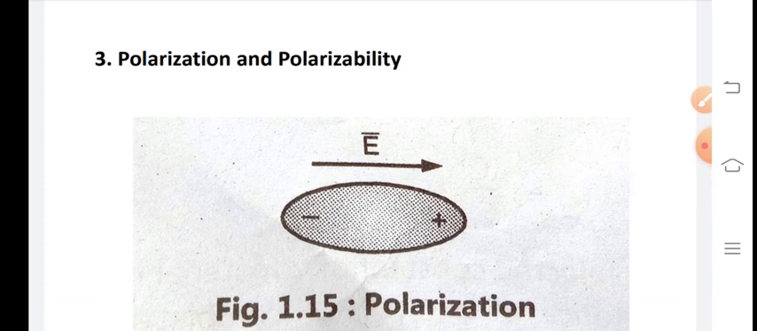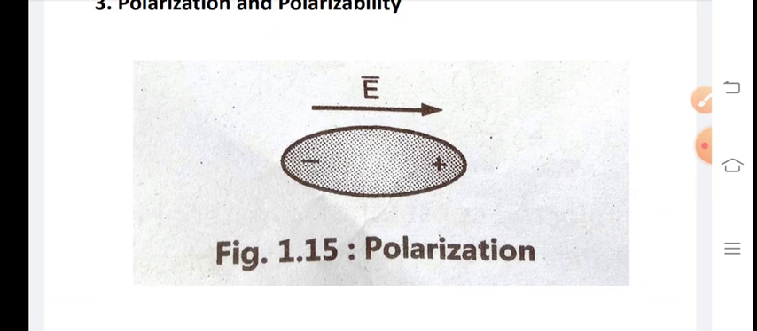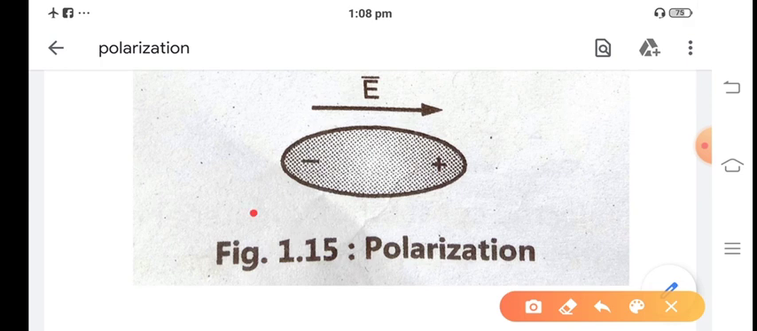Our third parameter is polarization. This is very important. Suppose E is the electric field. When an electric field is applied to the dielectric material, which consists of positive and negative charges, the positive charges move in the direction of the field, while the negative charges move opposite to the field. The displacement of these charges creates local dipoles in the dielectrics. So this process is known as polarization.